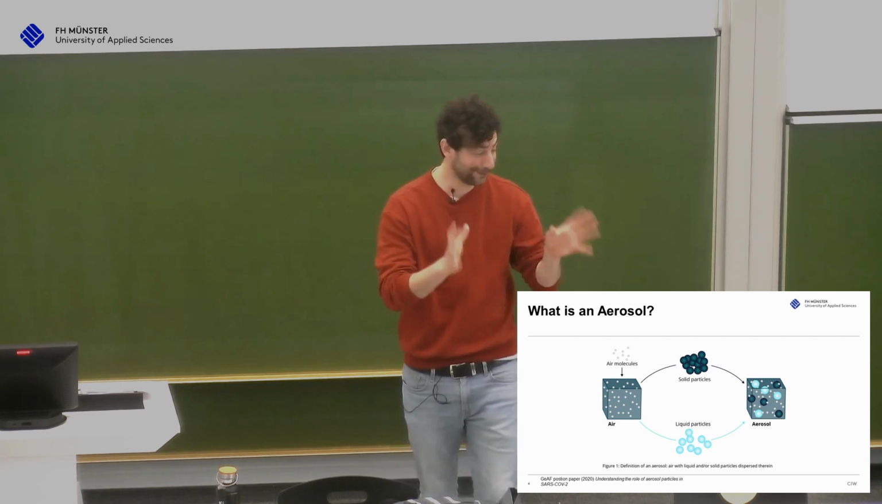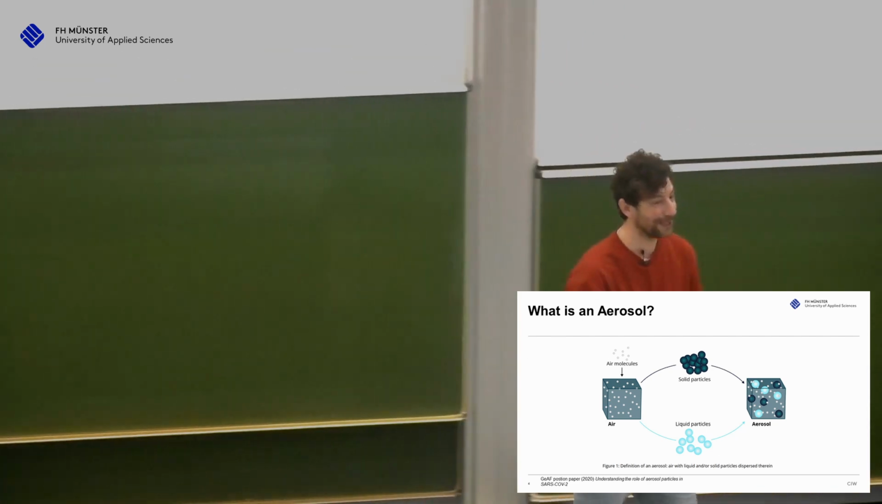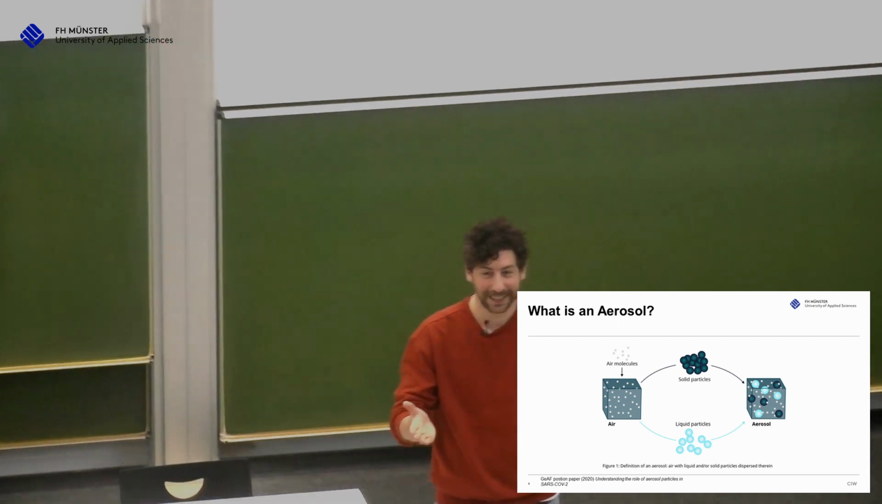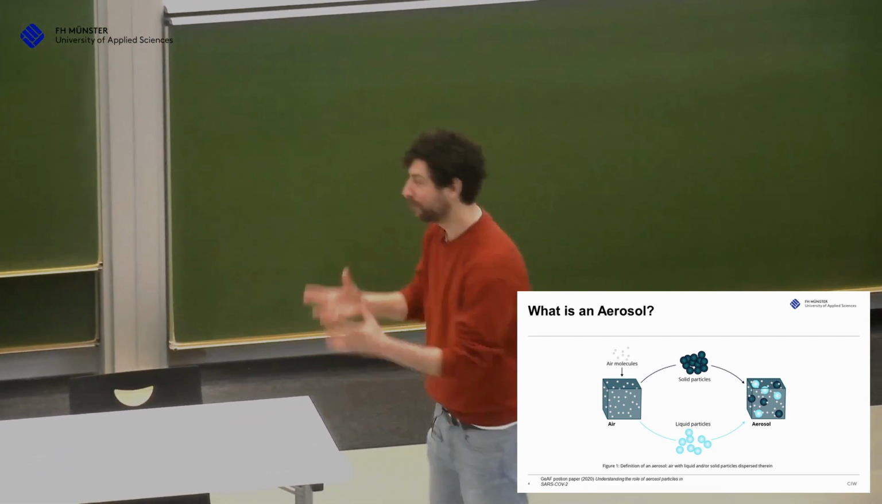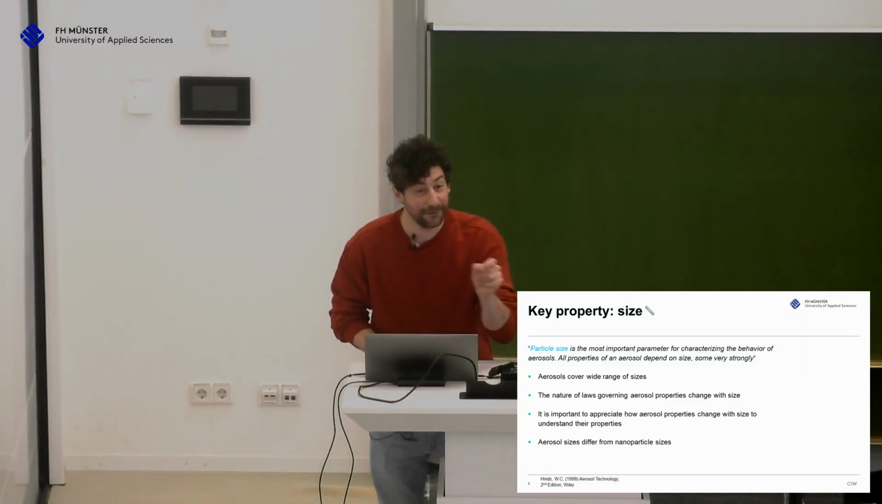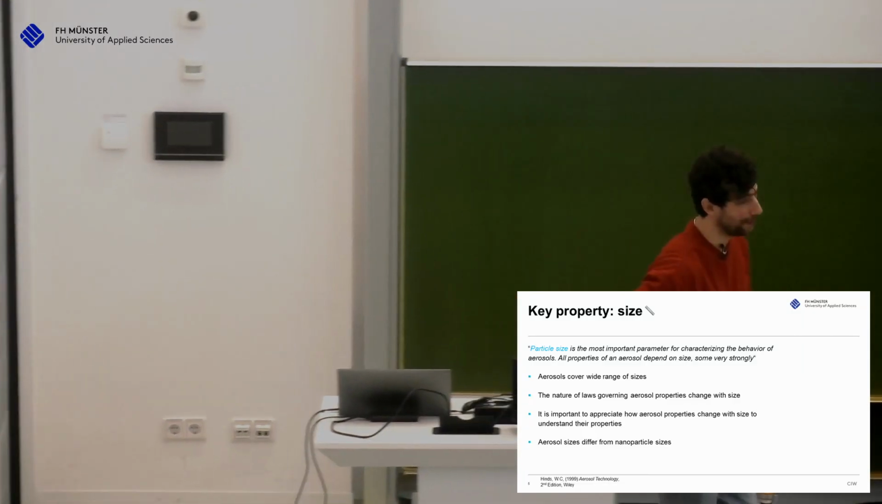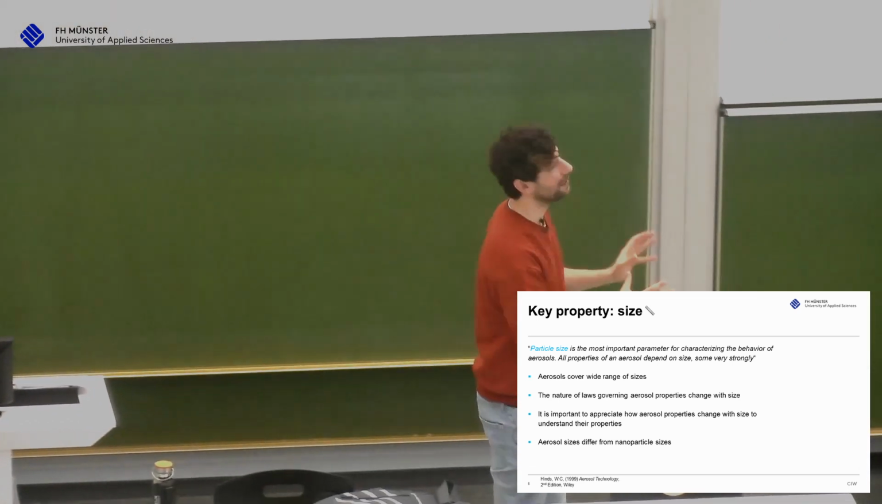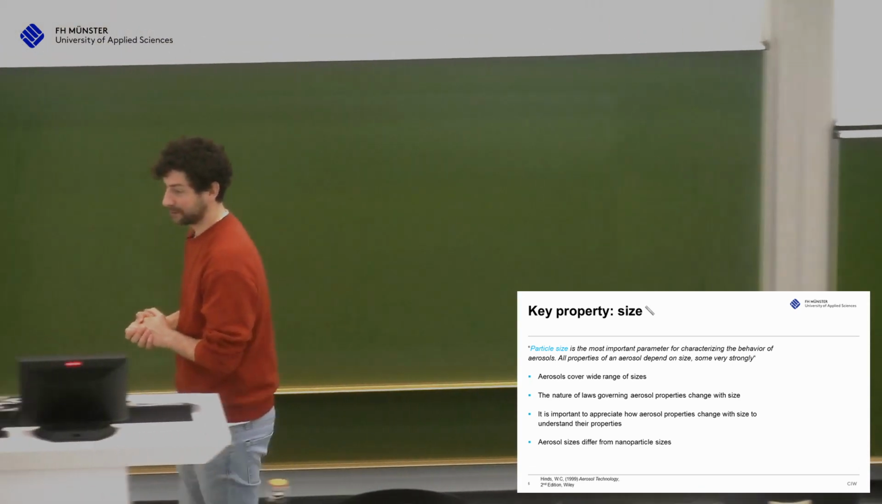No, I mean, very, very good ideas you have, but you think very complicated. The most important property, size, exactly. So the size is the most important property. And this is something you really have to keep and understand, because I just took the sentence as it is from the book because I like it so much. So particle size is the most important parameter for characterizing the behavior of aerosols. All properties of an aerosol depend on size, some very strongly. Okay? This is a sentence I really, really like. So all of them depend on size, some of them even stronger than the others.